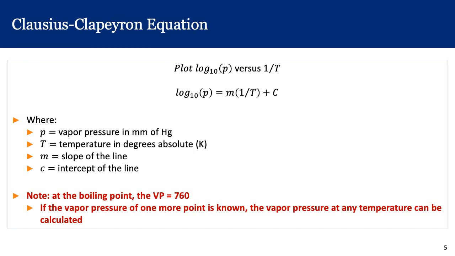Another equation to predict the vapor pressure at different temperatures is the Clausius-Clapeyron equation. The Clausius-Clapeyron equation is the log of the vapor pressure versus 1 over T, where the T is the temperature in absolute degrees Kelvin. The slope of this straight line is given by m, and c is the intercept with the y-axis. And at the boiling point, the vapor pressure is 760 millimeters of mercury. So if the vapor pressure at one more point is known, the vapor pressure at any temperature can be calculated.